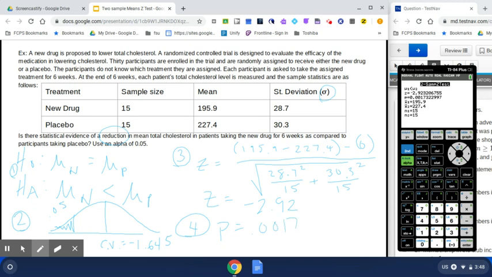I'm going to compare that p-value to our alpha level of 0.05. P is less than alpha. So when p is low, our decision is to reject the H0. So if we're rejecting the null hypothesis, that means we're getting rid of it and we are supporting the alternative hypothesis. So to answer the question, is there statistical evidence of a reduction? Yes. At alpha equal to 0.05, there does seem to be statistical evidence of a reduction in mean total cholesterol in patients taking the new drug as compared to patients taking the placebo.